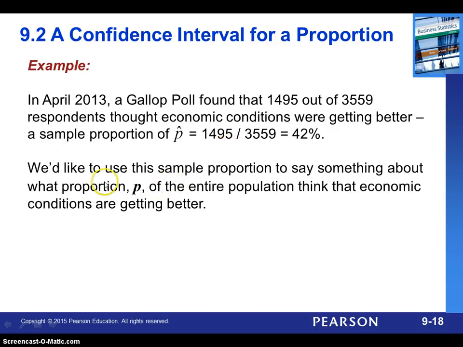So we want to try to figure out what the true proportion p is. We have one measurement, one survey. We think p hat is 42%. So what's the true proportion? The proportion of all people.